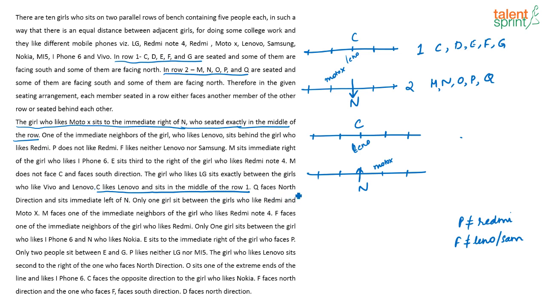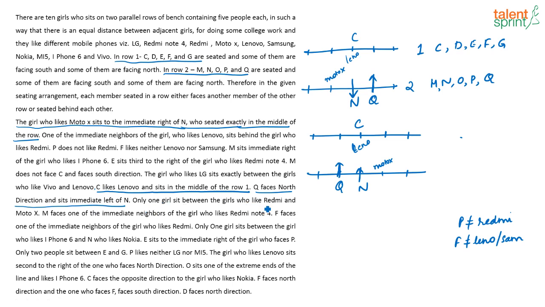Q faces north direction and sits to the immediate left of N. So again, left of N is where? Here, right? So Q is facing north, sits to the immediate left of N. Similarly here, Q faces north, sits to the immediate left of N.